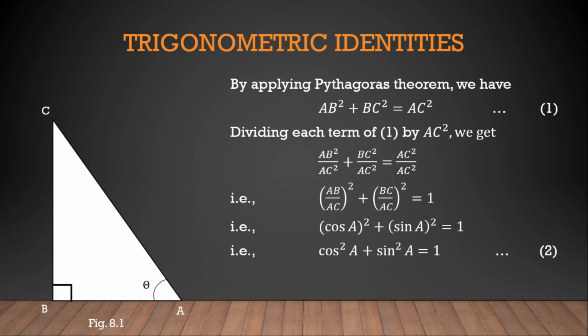Here, if A is equal to 0 degree, then we know that cos 0 degree is equal to 1 and sin 0 degree is equal to 0. Therefore, the sum of the squares will be equal to 1. Similarly, if A is equal to 90 degree, then sin 90 degree is equal to 1 and cos 90 degree is equal to 0. Therefore, the sum of their squares will be equal to 1. From this, we can say that this identity is true for all values of A such that A is greater than or equal to 0 and smaller than or equal to 90 degree.